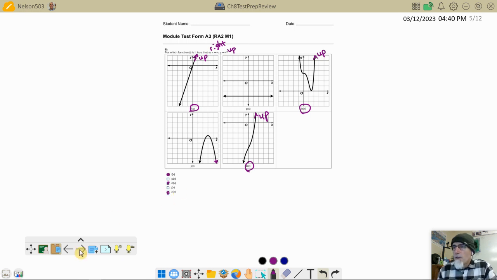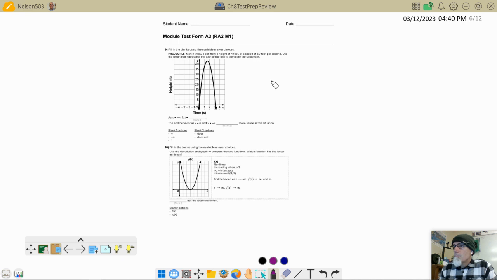All right, here comes number 9. It says something about as x goes to negative infinity, where's the y going? Well, the arrow's going down, so we should put negative infinity right here. And the end behavior as x goes to positive infinity and negative infinity.